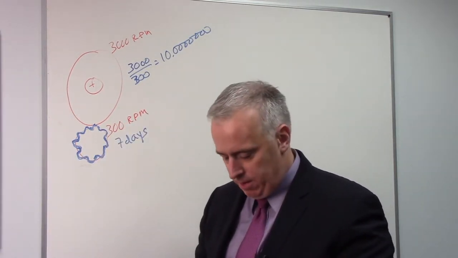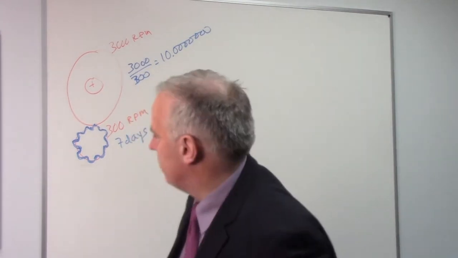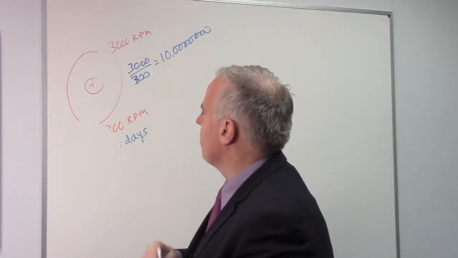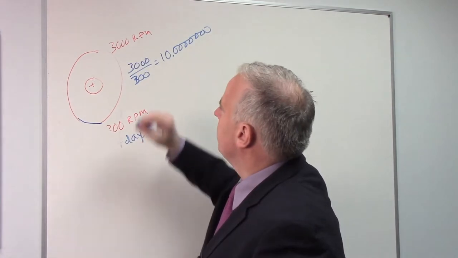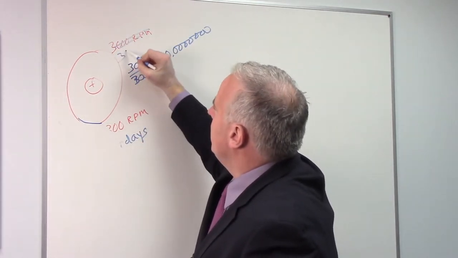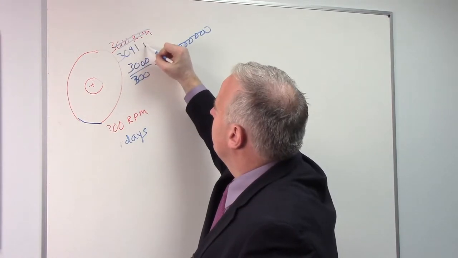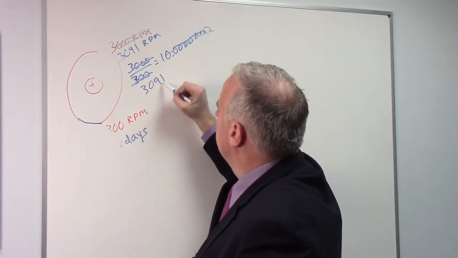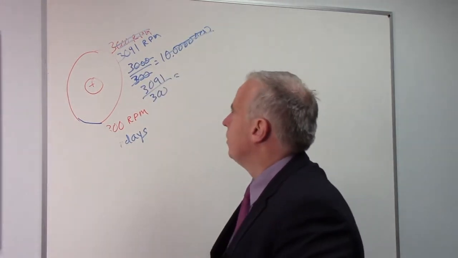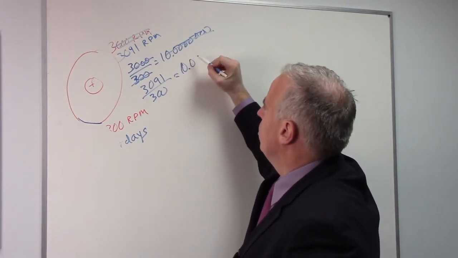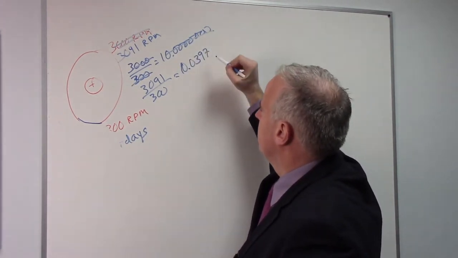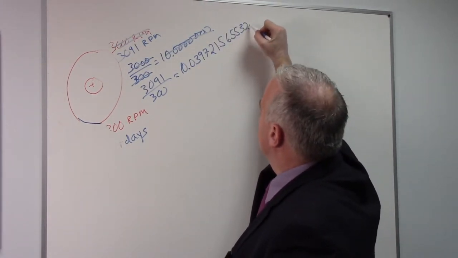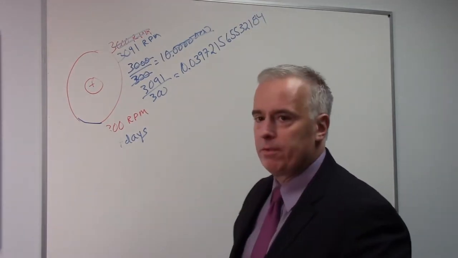Now, let's say that we change our wheel speed a tiny bit. Let's say, instead of running at 3,000 RPM, we run at 3,091 RPM. 3,091 divided by 300 is going to be 10.039725652553214 or something like that.